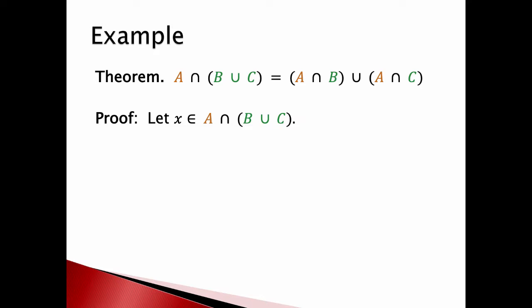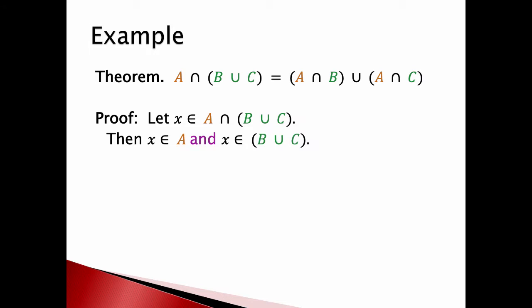Let's pick an X in the left hand side, A intersect parentheses B union C. What we have to do is prove that it's in the right hand side. Okay, well, what do I know about X being in the intersection of A with this parentheses B union C thing? Well, I know what intersection means because I go back to the definition. That's really all I've got to work with now, are definitions. It means that X is in the first set, A, and X is also in the second set, that parentheses thing, B union C, whatever that means.